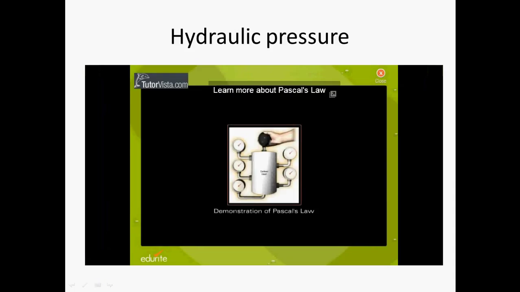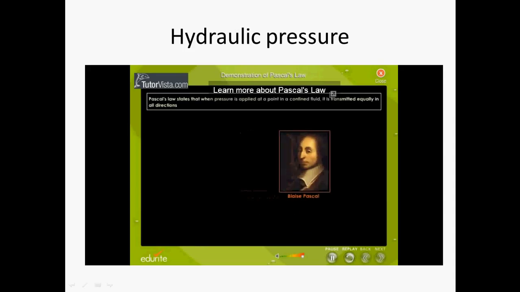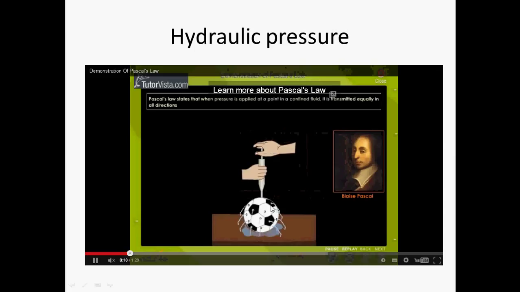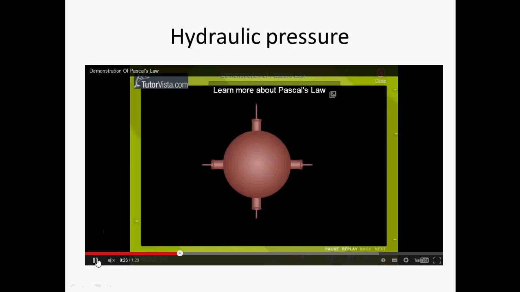Okay, you will see that there's a ball that will be shown later, and that water is being pumped into the ball. When the ball is fully filled with water and you keep pumping, the water will spill out equally in all holes on the ball. Okay, this is a demonstration of Pascal's principle. All right, so let's move on.